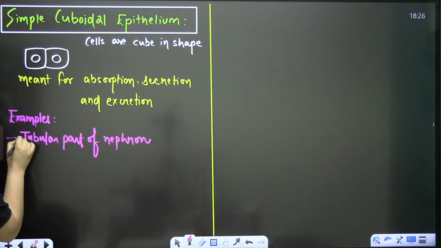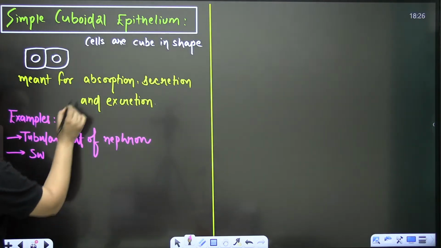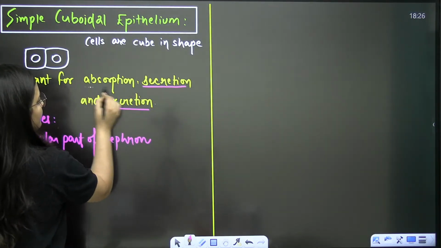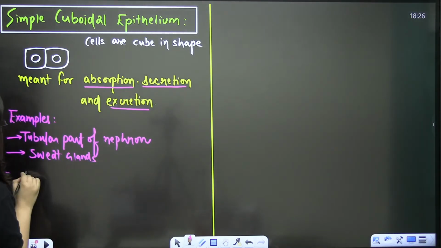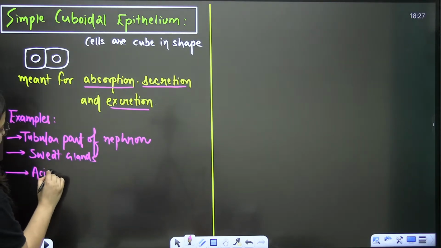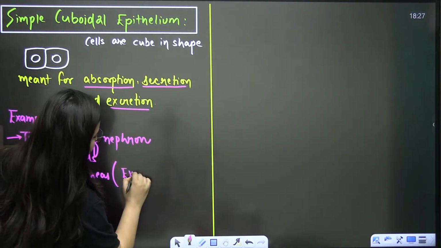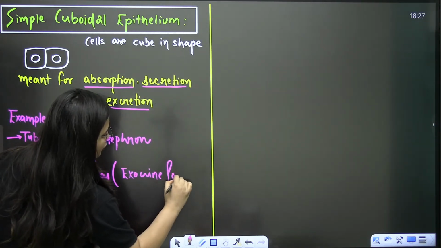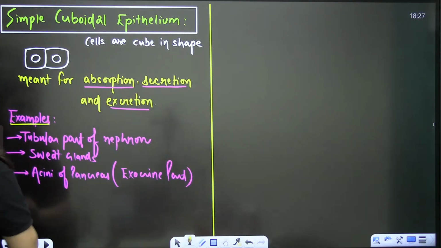Moreover, in the thyroid gland, even in the pancreas, you will see it. Your sweat glands too, because the words are secretion, excretion and absorption. So in sweat glands you will see such cells. You will also see such cells in the exocrine part of the pancreas. So these are the examples.